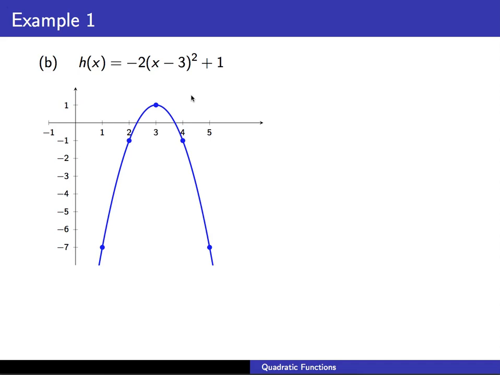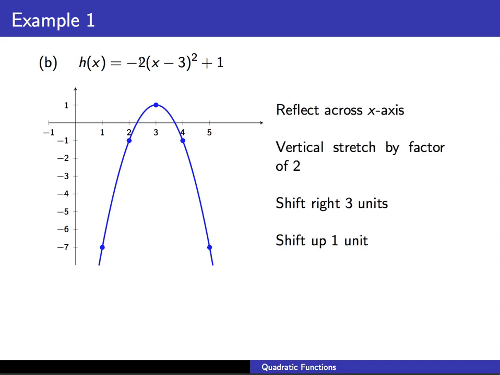So here's our graph of h of x, and let's see. Well, first we have this negative out in front of the function. That's a reflection across the x-axis. The 2 that we're multiplying the function by is a vertical stretch by a factor of 2. x minus 3 in parentheses, the minus 3 means we shifted to the right 3 units, and then the plus 1 means we shifted up 1 unit.